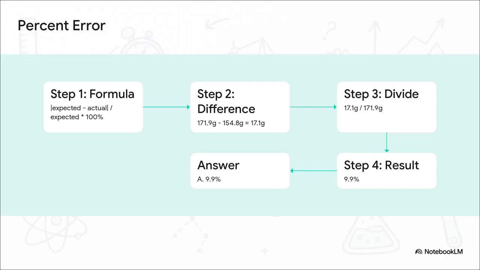So how do we solve it? Well, you find the difference between what you expected and what you actually got. Then you divide that difference by the expected value and finally multiply by 100. That gives us 9.9%, which means the answer is A.